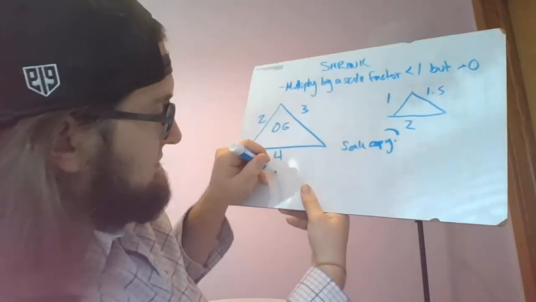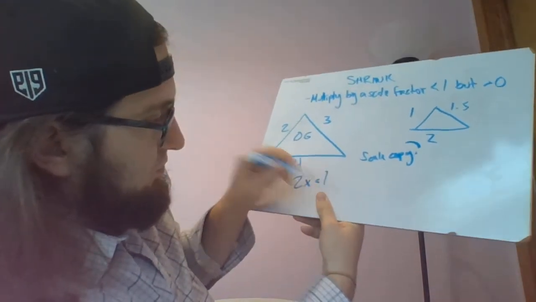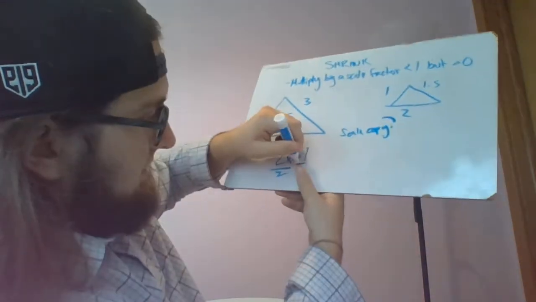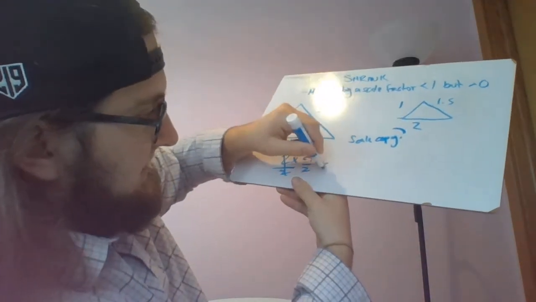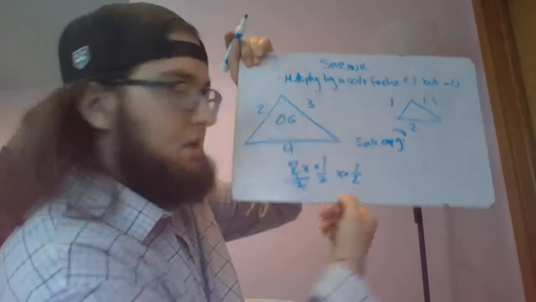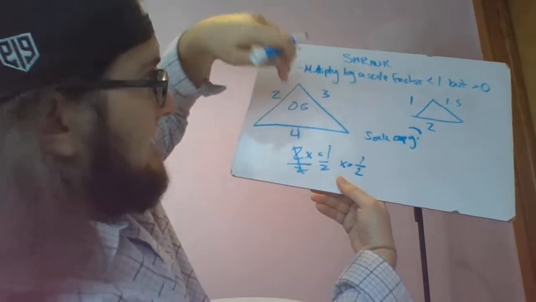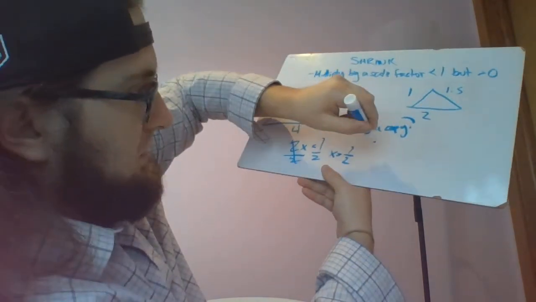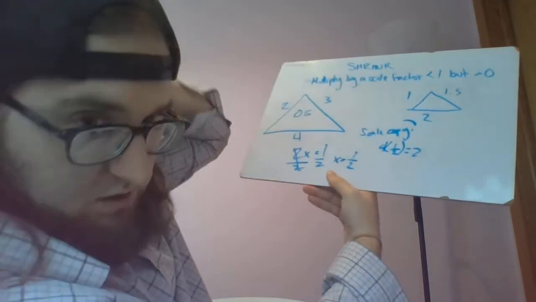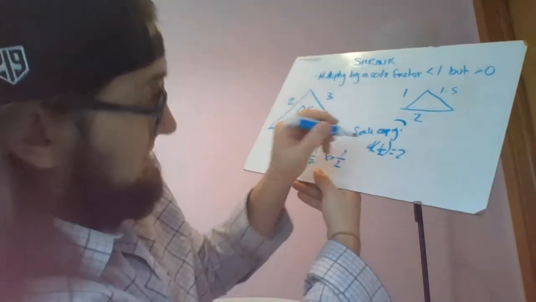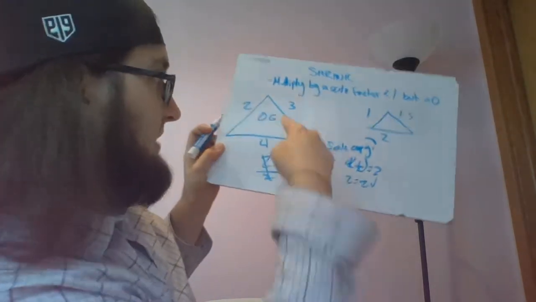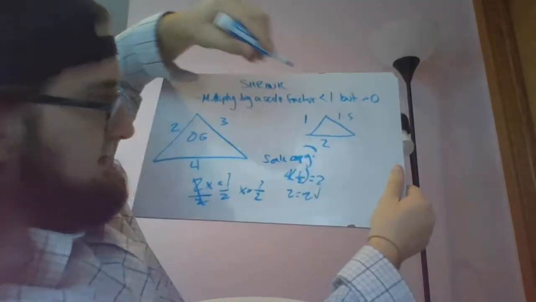Okay, so it means 2 times something equals 1. So we're going to divide by what's touching our x. So x is equal to 1/2. So the scale factor is 1/2. So that works for 2 to 1. Now it better work for 4 to 2. 4 times 1/2 equals 2. Well, what's half of 4? It is 2. 2 equals 2. Check. And then 3 times 1/2 has to equal 1.5.